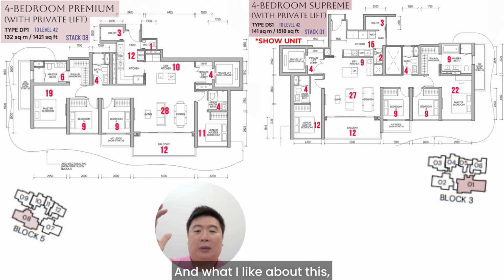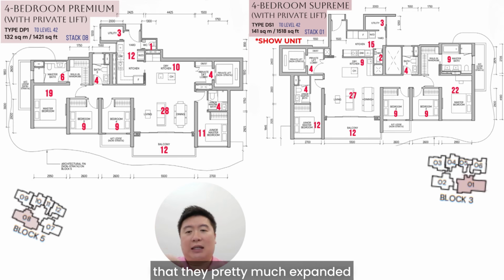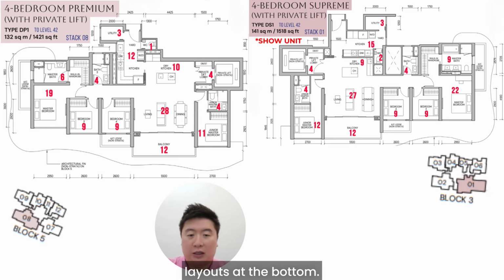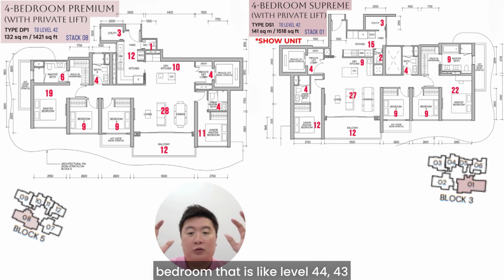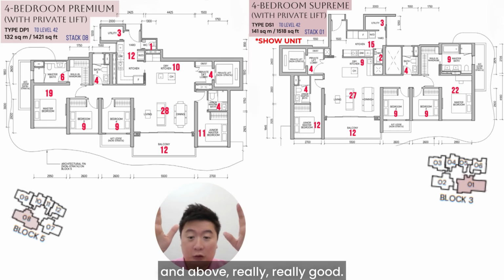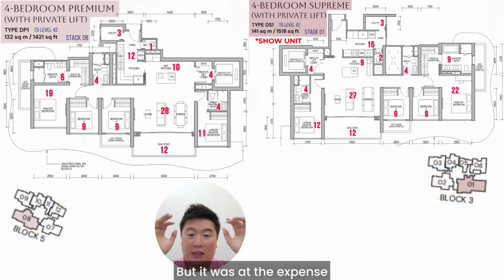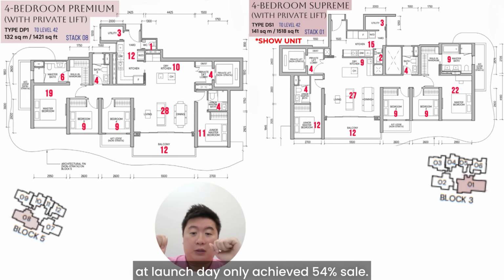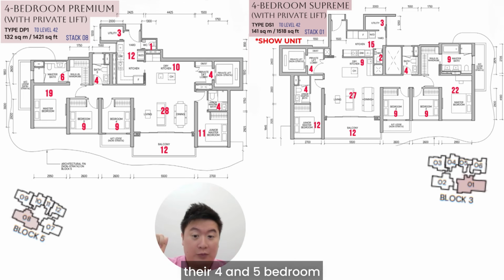And what I like about Zyon Grand is that they pretty much expanded the layout without sacrificing all the different layouts at the bottom. Because that's what happened for Promenade Peak. They made their 4 and 5 bedroom at level 44, 43 and above really, really good. But it was at the expense of all the different units below, which is why Promenade Peak at launch day only achieved 54% sale.